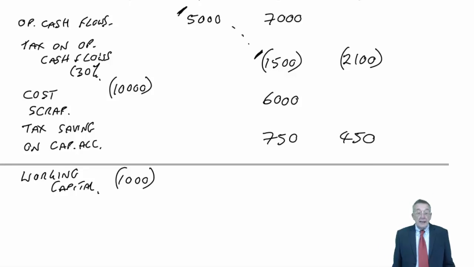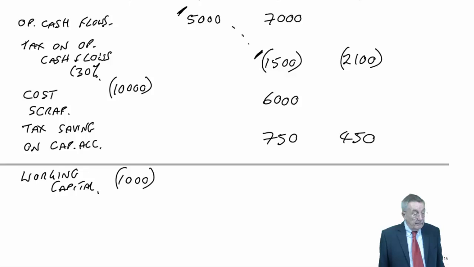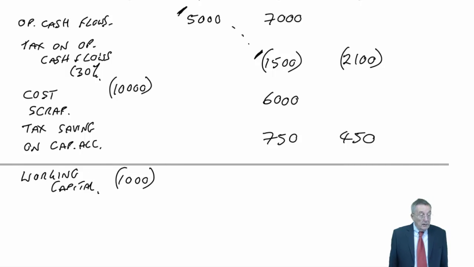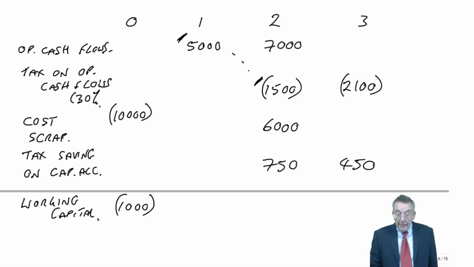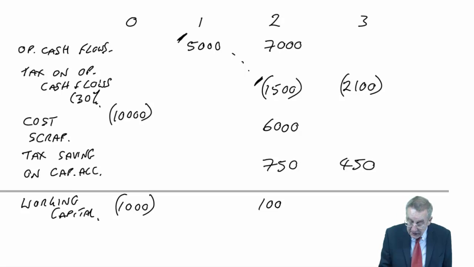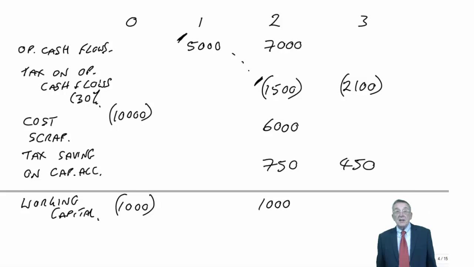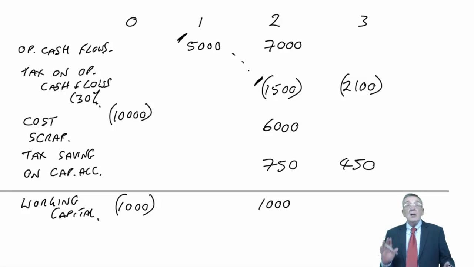And I did say earlier, in the previous exercise, that we assume always, unless you're told different, that the working capital you get back at the end of the project. So an outflow at time 0, it lasts 2 years, an inflow of 1,000 in 2 years' time. But always leave that till the end. Working capital has no tax effect.